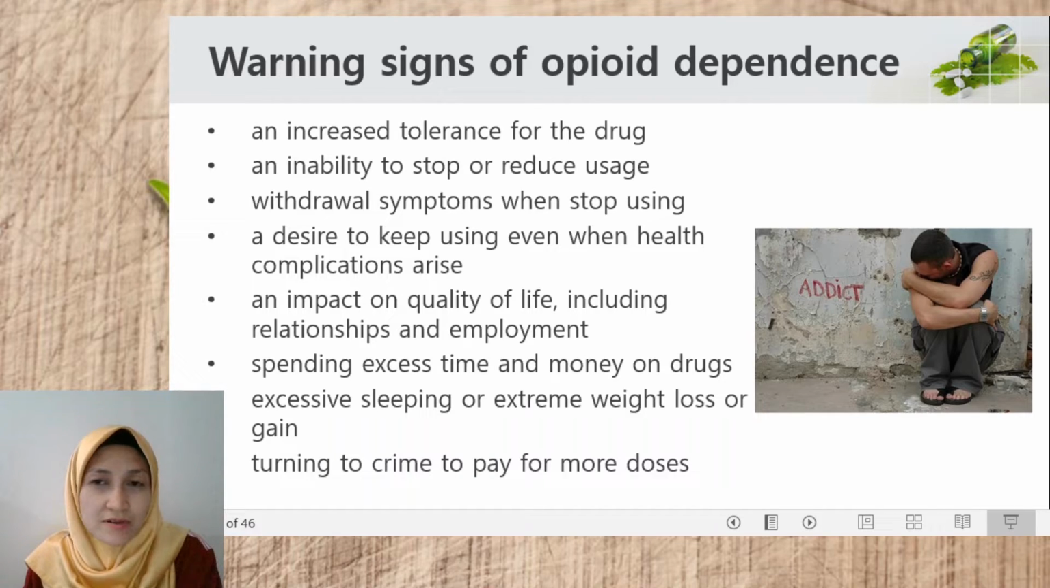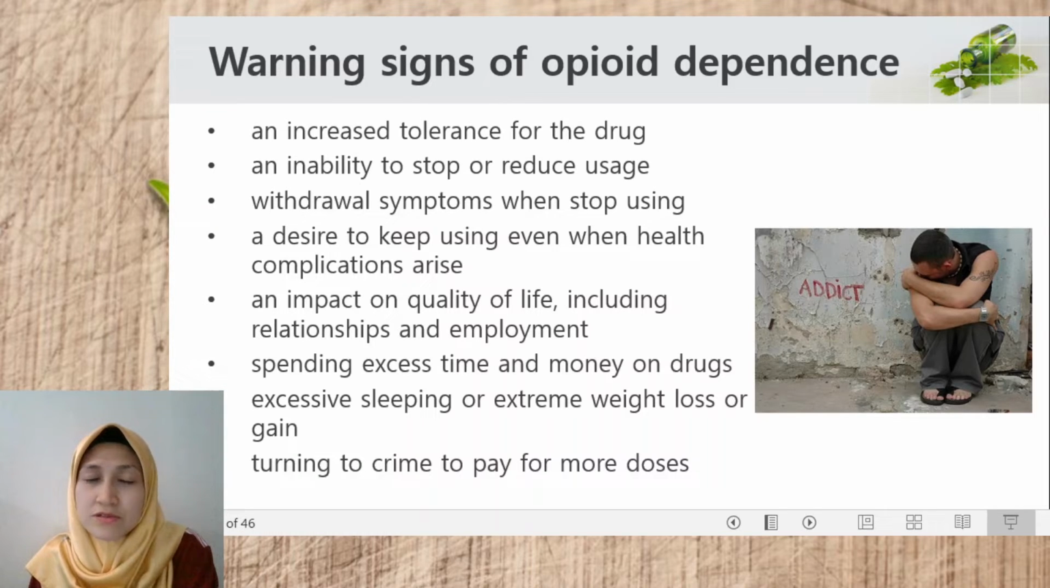The first is an increased tolerance to the drug, meaning that the amount of opioid intake needs to be increased for them to have the same effect. So when they start to have tolerance to the drug, it means that they are already dependent on it, and their body has become accustomed to the presence of the drug. It is actually a red flag, a warning sign that the person might have a dependence. The second is the inability to stop or reduce usage, even though they have the will to stop or reduce the usage, but they cannot do that.